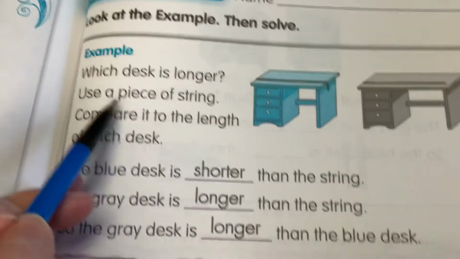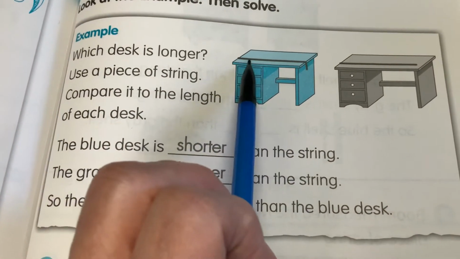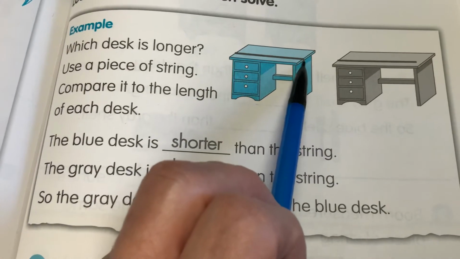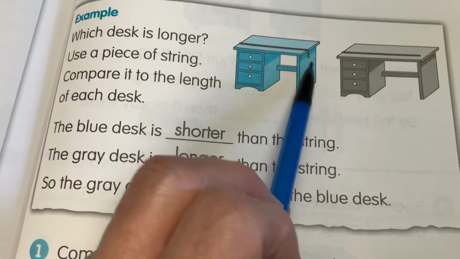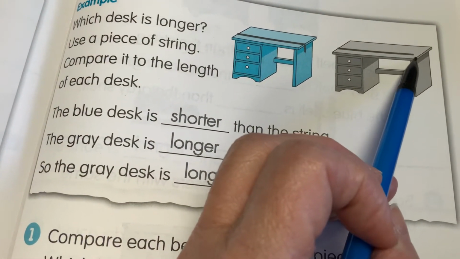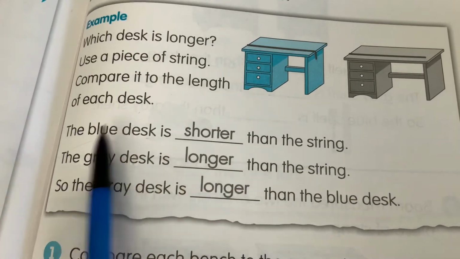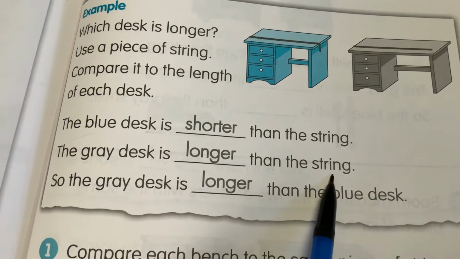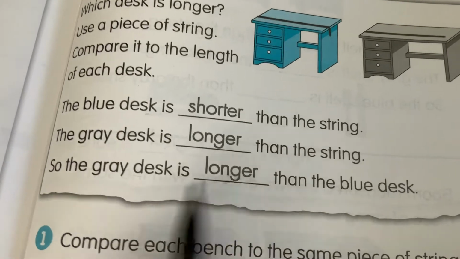Okay, on page 299, it says, which desk is longer? Use a piece of string, compare it to the length of each desk. We put the string on the blue desk, and it hung over the edge, so that means the desk is shorter than the string. We put the string on the gray desk, it did not come to the end, so the gray desk is longer than the string. So that means that the gray desk is longer than the blue desk.